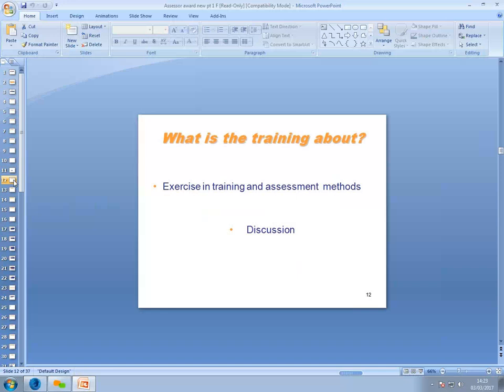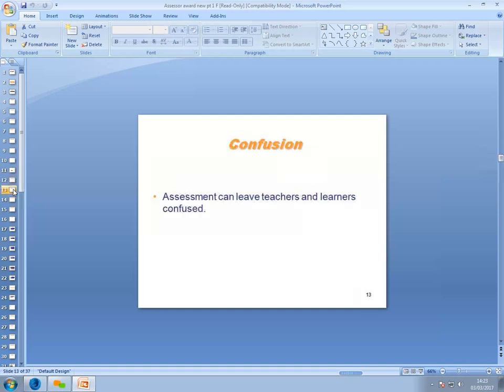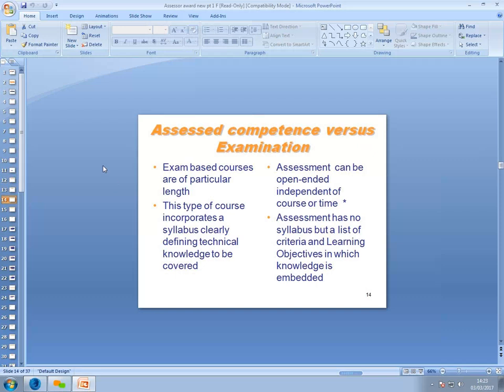I'm not going to cover that because we can't discuss anything. There's no discussion on here today, but it's an exercise in training assessment methods. But assessment can leave teachers and learners confused. Assessment versus examination, for instance.